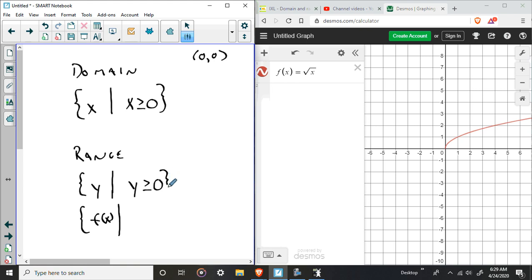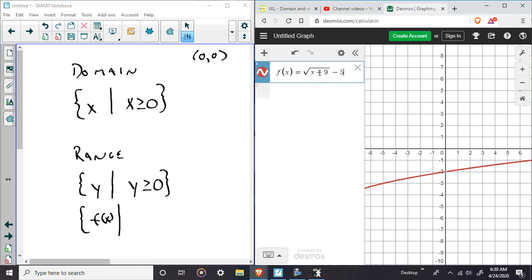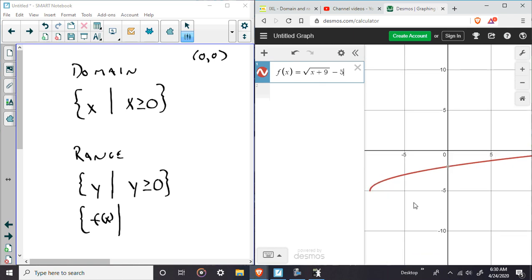Now, I prefer it was kind of in full set builder notation, but we'll go with this for now, and we'll get to some more advanced stuff. So let's see what happens when we start changing these things a little bit. What if I add 9 on the inside and I subtract 5 on the outside, it moves 9 to the left and 5 down. So now all of a sudden this changed.